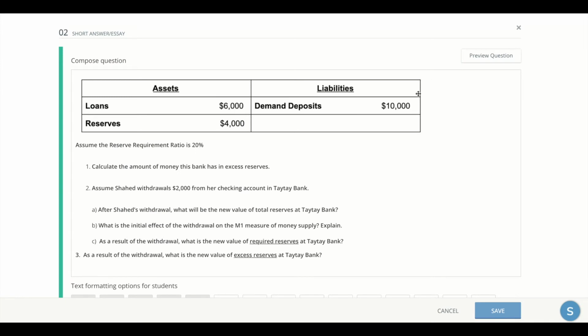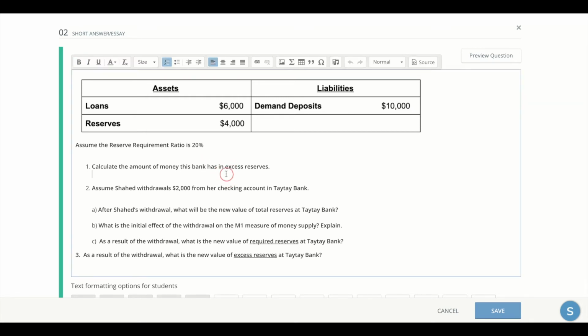Number two, again, first thing we look at, demand deposits. We have $10,000 in demand deposits. Our reserve requirement ratio is 20%. Calculate the amount of money this bank has in excess reserves.